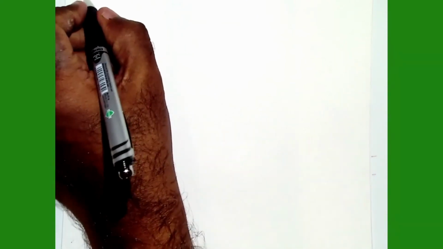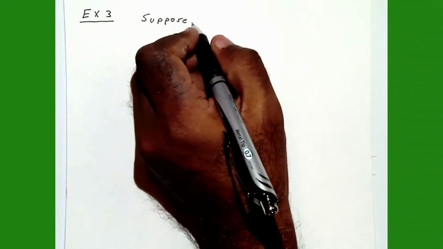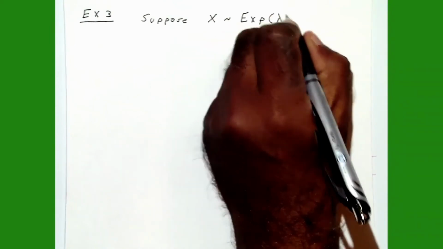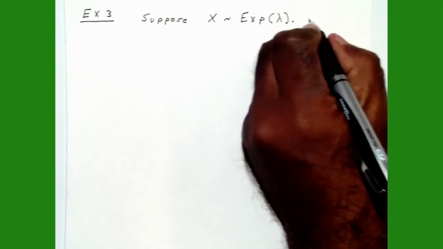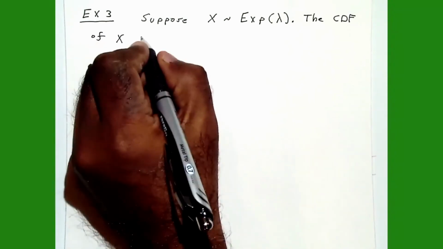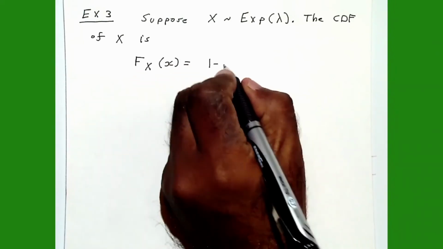Now the final example, example 3. I'm going to suppose that X follows the exponential distribution. So suppose X follows the exponential distribution with parameter lambda. And you should know that the CDF of an exponential random variable is given by this. Okay.